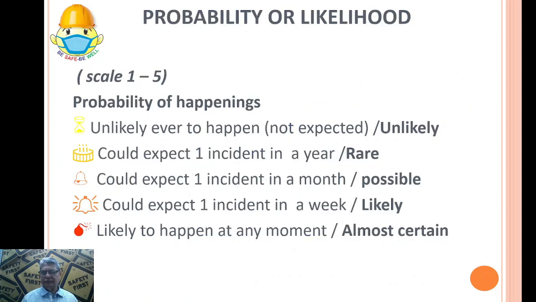Now probability or likelihood. Again you use a scale of 1 to 5, and how we use it is according to the probability of happening. Unlikely ever to happen, so there are very, very few chances, not at all expected. Unlikely, so you give 1. Could expect one incident in a year or very rare event, there you give 2. Could expect one incident in a month, so there is a possibility, so give 3. Could expect one incident in a week, likely, so give 4. So as the probability increases, we are increasing the scale. Likely to happen at any moment, or almost certain, then give 5.